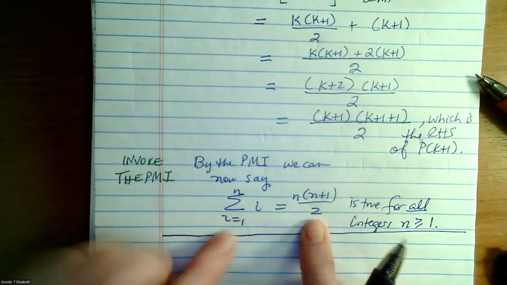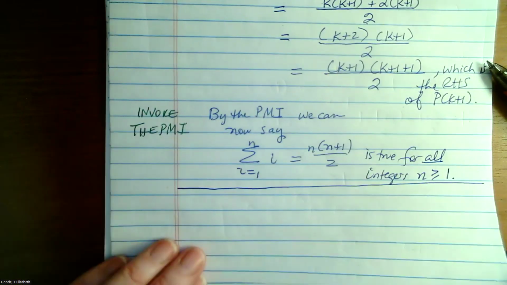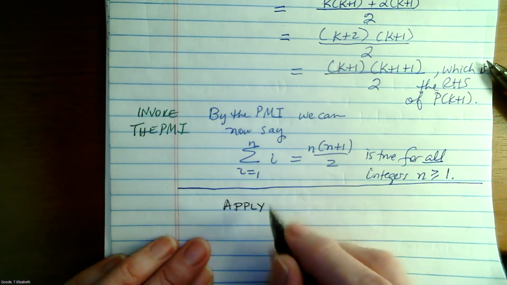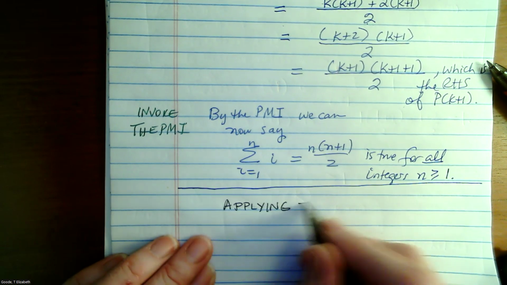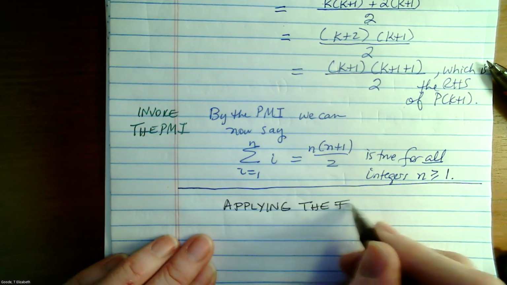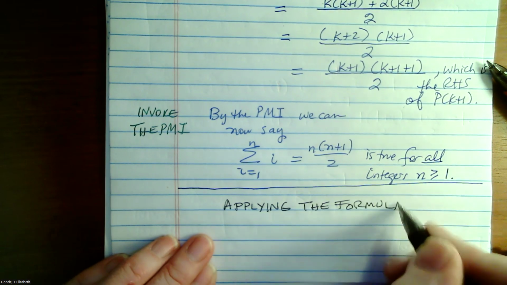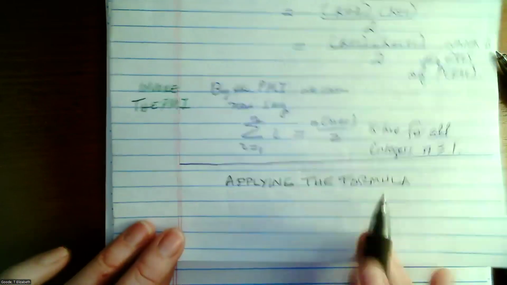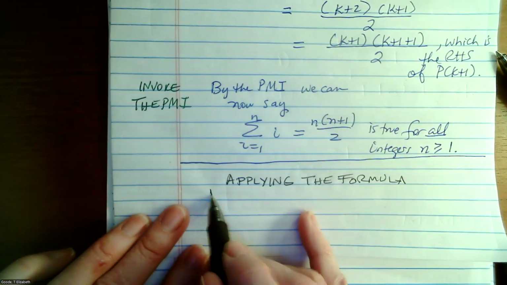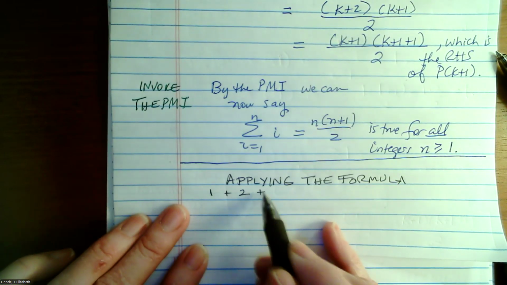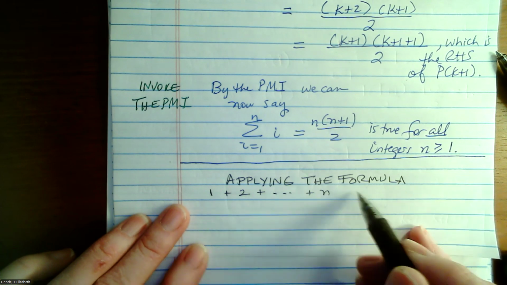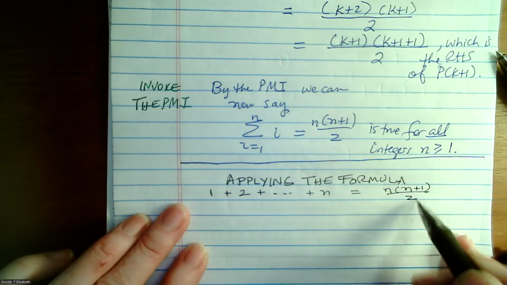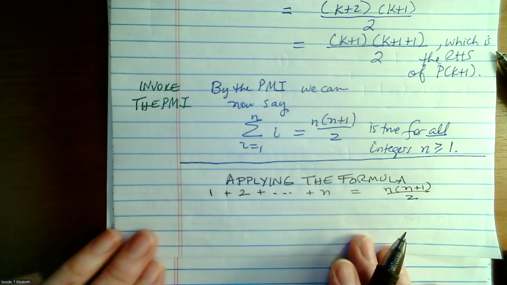So we've just proven this formula. Let's work on applying the formula. Let's do a little application problem before we break. And one way to think about this formula is in expanded form. 1 plus 2 plus dot, dot, dot plus n is equal to n times n plus 1 over 2. Okay? You can think about it that way.